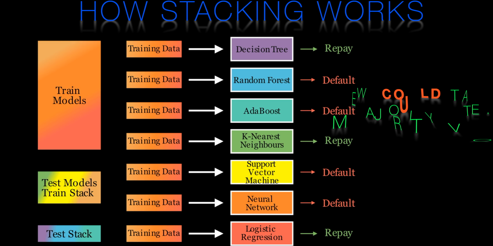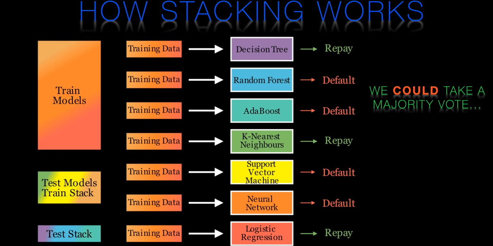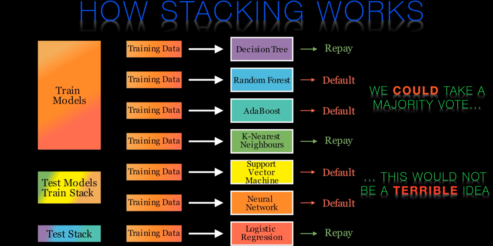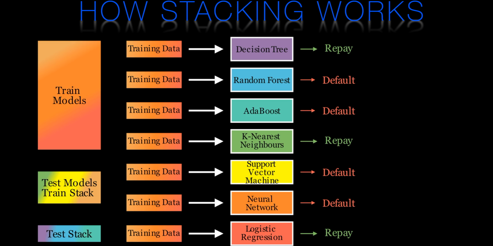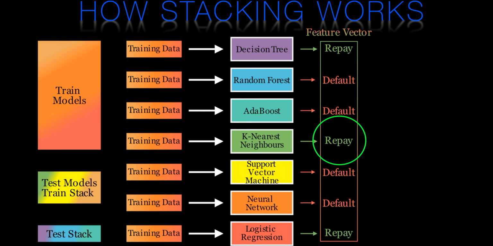A simple and frankly not terrible solution would be to take the majority vote. But can we do better? Well, a more sophisticated approach is to look at the outputs from our base models as a feature vector. This vector has 7 elements. The first, 4th and 7th elements in this case are repay. The 2nd and 3rd, 5th and 6th are default.